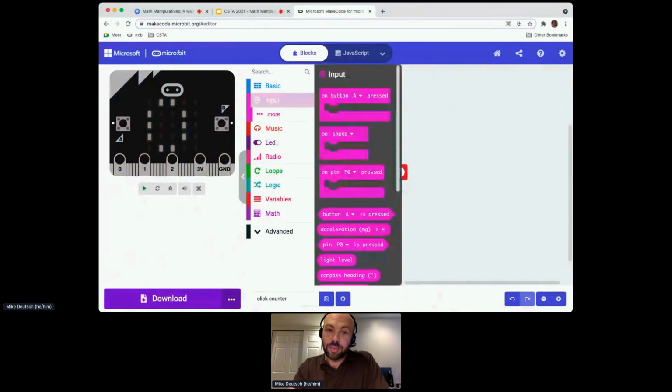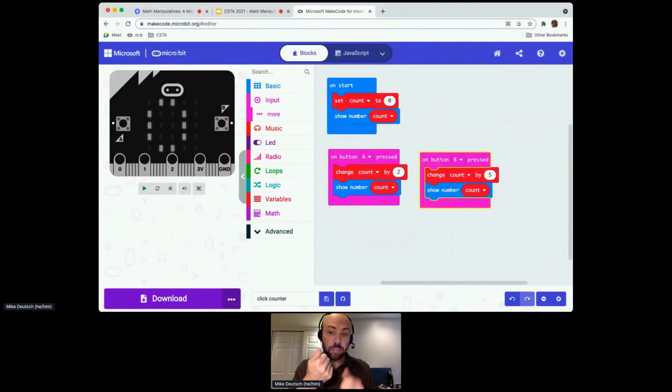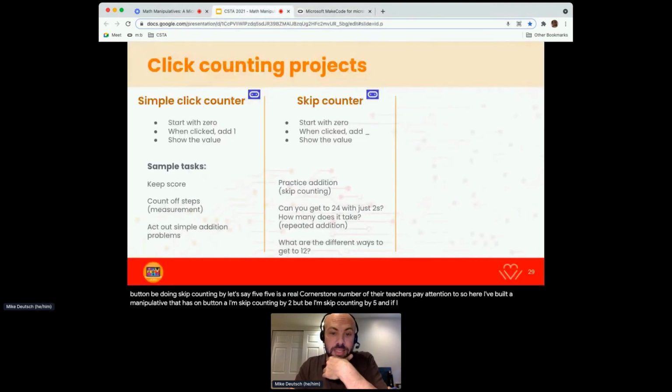And if you really want to get rich with the mathematics, suppose I have button A doing skip counting by 2 and button B doing skip counting by, let's say, 5. 5 is a real cornerstone number that teachers pay attention to. So here I've built a manipulative that has on button A, I'm skip counting by 2. Button B, I'm skip counting by 5. And if I flip back to my slides, here are some of the tasks that you can do with that.